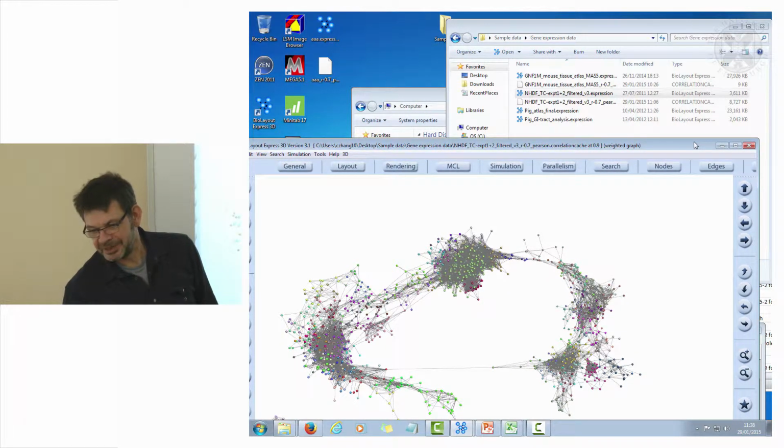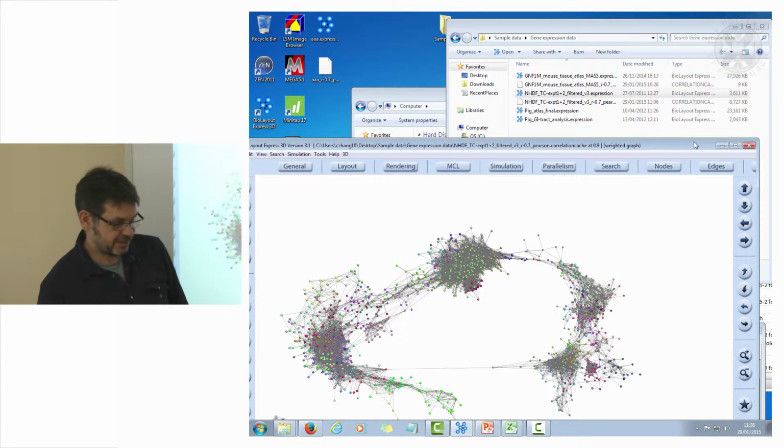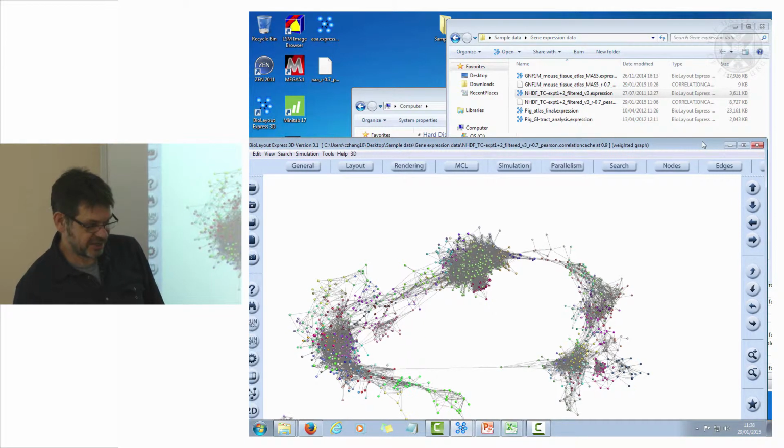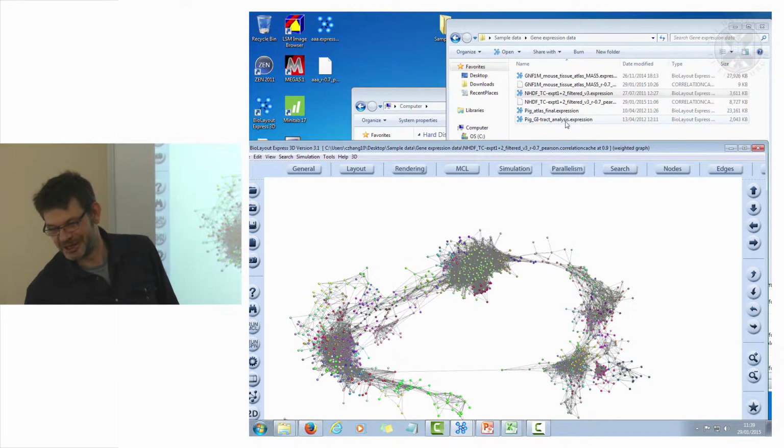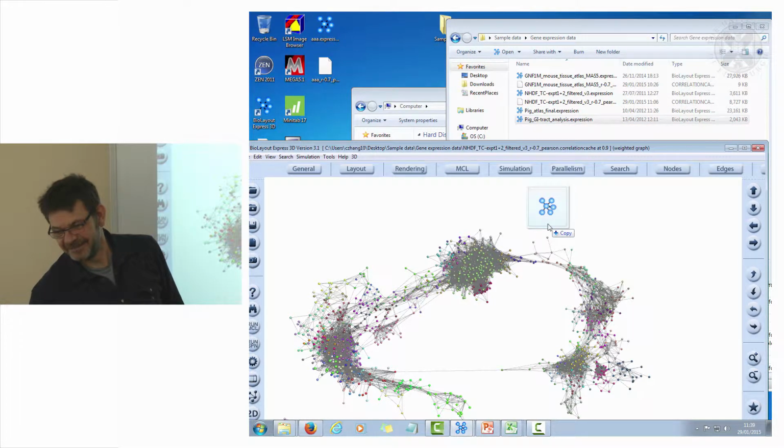So do we want to do pig GI tract or do we want to do the mouse atlas? Should we try pig GI tract? It's a bit less complicated. Yeah, and we're an agricultural research institute after all. Let's do the pig GI tract.